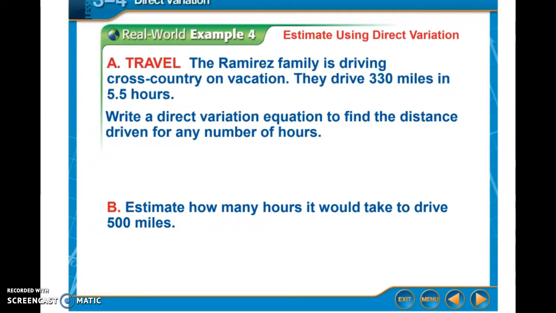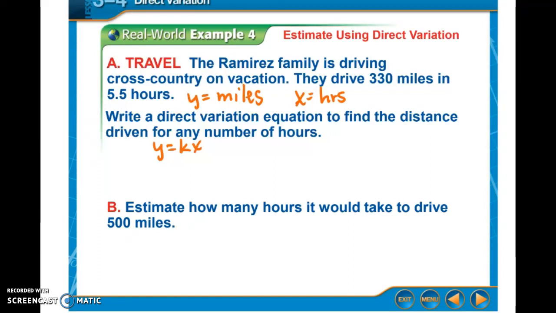We can use this for word problems too. They drove 330 miles in 5.5 hours. So we want to find the distance driven. If you watch, this is kind of like a proportion problem, but you've got y equals kx. I'm going to say that y is going to be the miles. So I'm defining the variable. I'm going to say that x equals the hours driven.